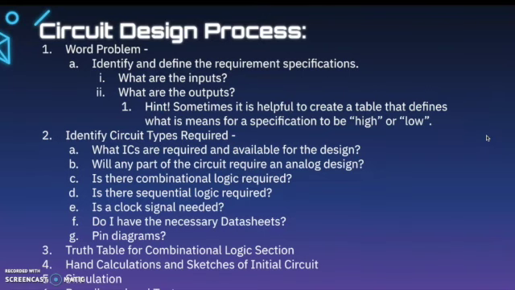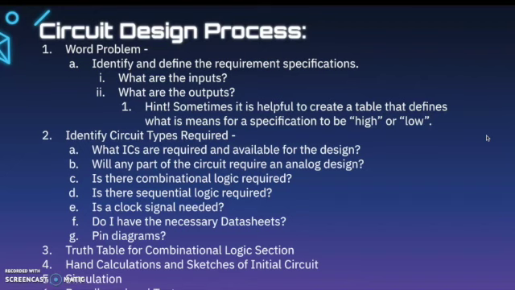The first thing that we have to do is look at our word problem. We first have to identify and define the requirement specifications. This includes the inputs and the outputs. And here's a helpful hint. Sometimes it's helpful to create a table that defines what it means for a specification to be high or low, similar to a truth table.